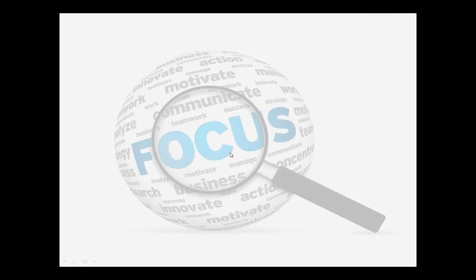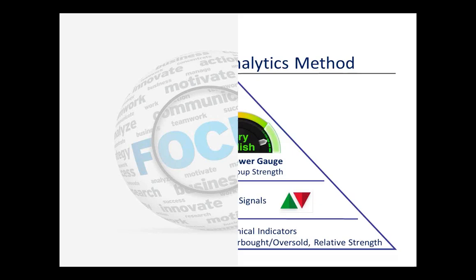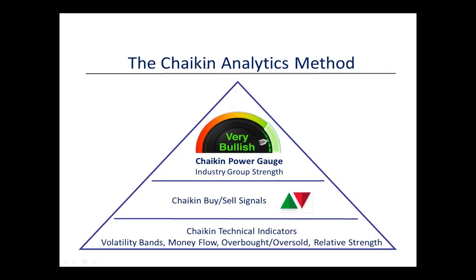So again, the key is focus, that discipline and methodology that allows you to focus on exactly what you want to do and gives you the tools and ability to do that. The Chaikin Analytics method, again, starts with the power gauge. Every stock is ranked with 5,000 U.S. equities. Very bullish, bullish, neutral, bearish, or very bearish.